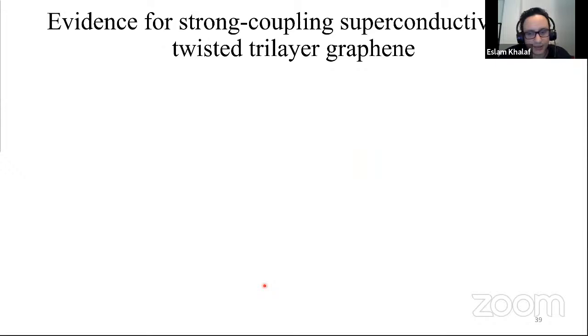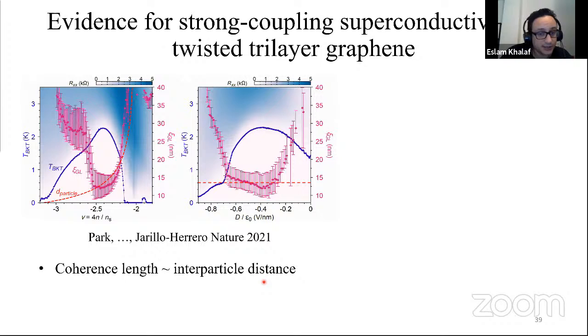Another thing that seems to be special about the system is that there is some evidence of strong coupling superconductivity in this system that's different from the standard BCS story. For example, the coherence length in the system is of the order of the interparticle distance, whereas in a normal BCS superconductor, the coherence length is usually a lot larger than the interparticle distance.